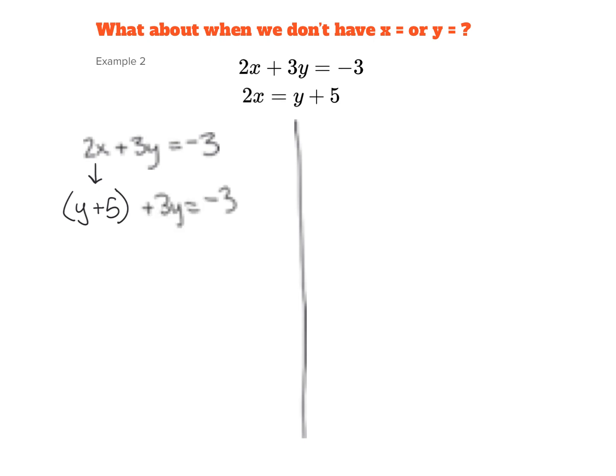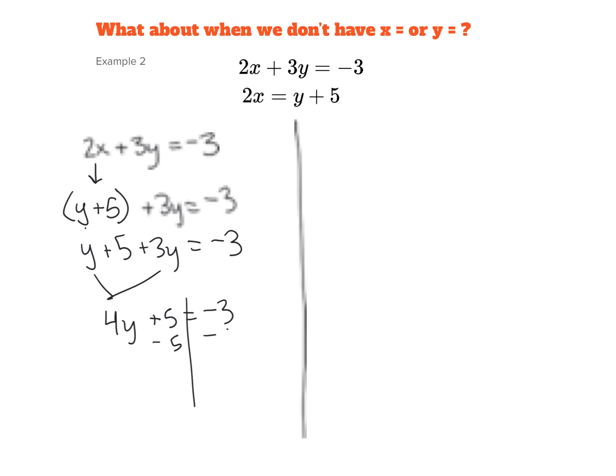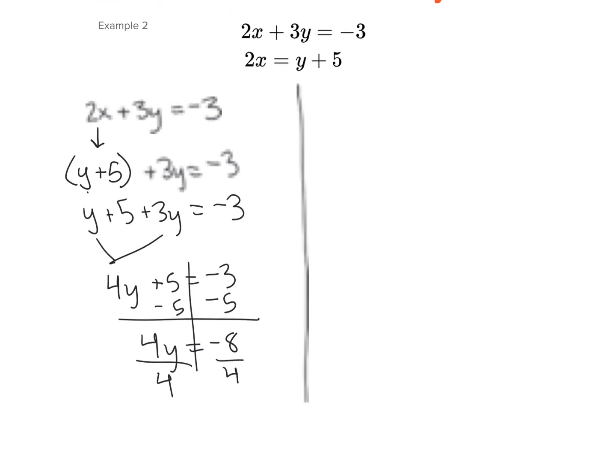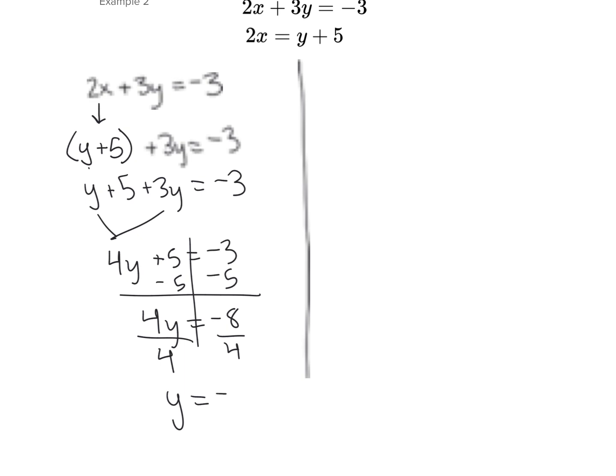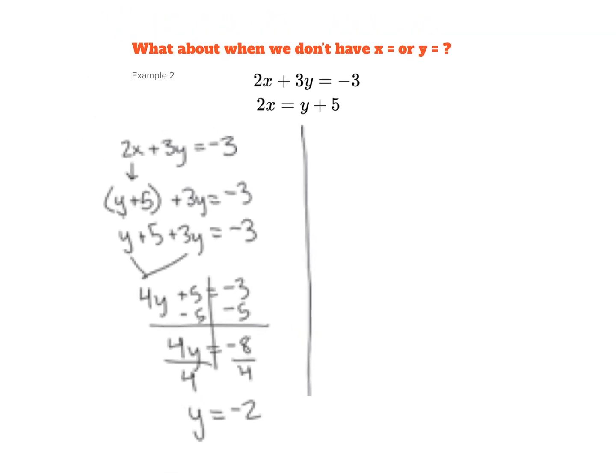Bringing down the rest of it looks like this. Okay, what can I combine? Well, I can get rid of the parentheses because I'm just adding at this point. y plus 3y is equal to 4y plus 5 is equal to negative 3. Subtract 5 on both sides gives me 4y equals negative 8. Dividing by 4 results in y equaling negative 2. Okay, so y is equal to negative 2.